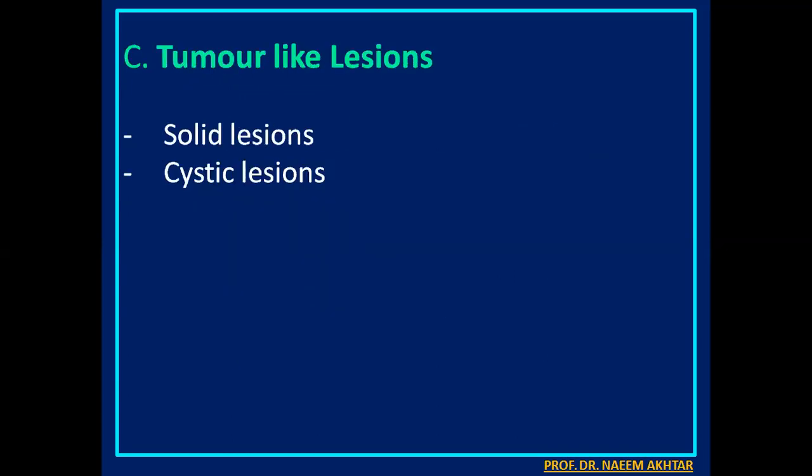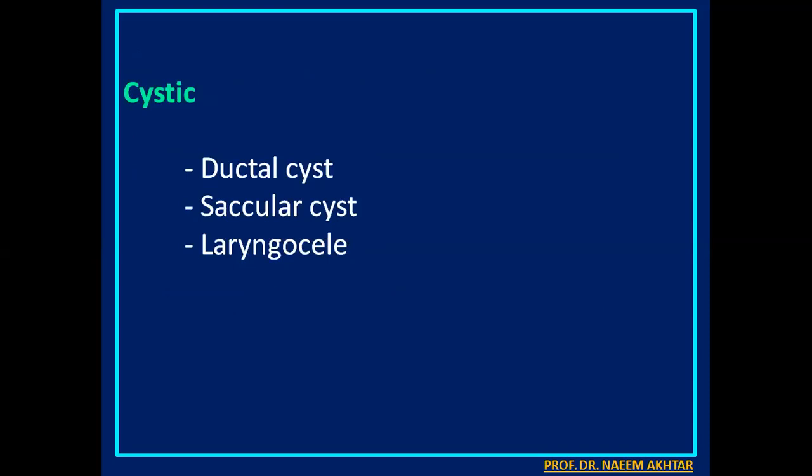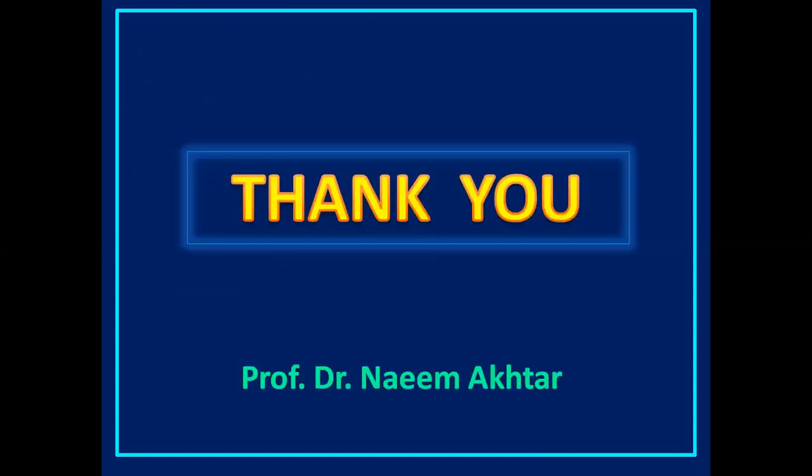There are certain tumor-like lesions of the larynx as well. For example, solid lesions and cystic lesions. In solid lesions, we have vocal nodules, vocal polyp, Reinke's edema, contact ulcer, intubation granuloma, and leukoplakia. In cystic lesions, we have ductal cyst, saccular cyst, and laryngocele. Thank you very much.